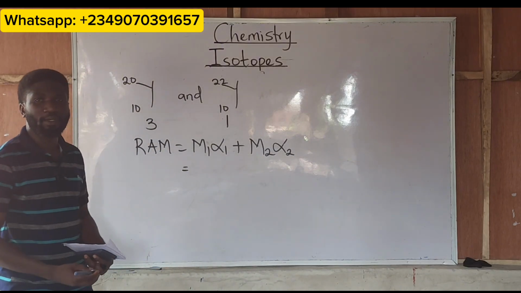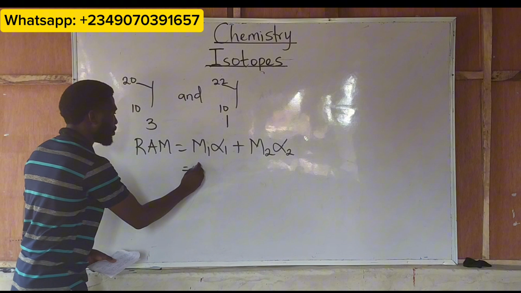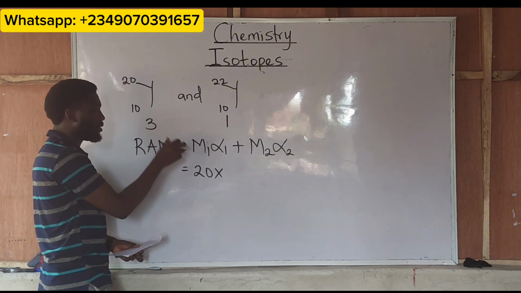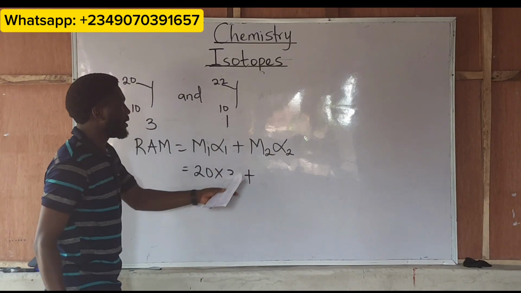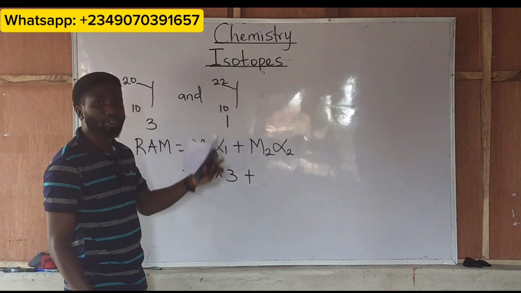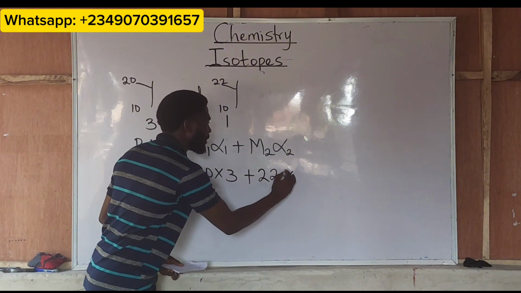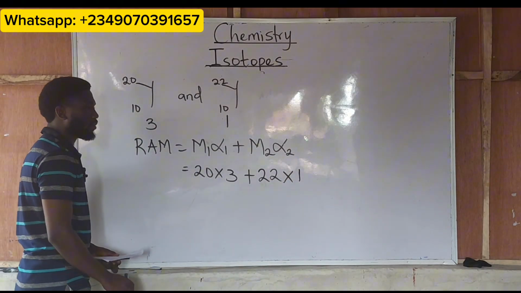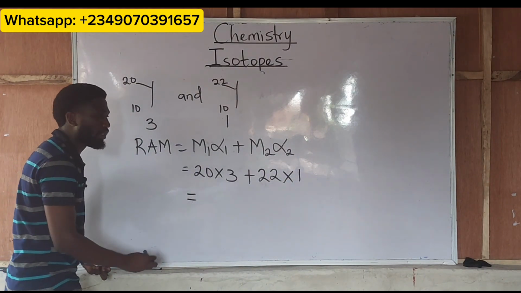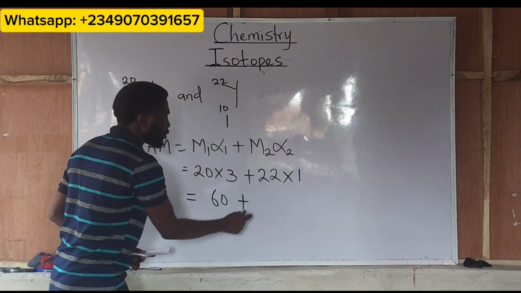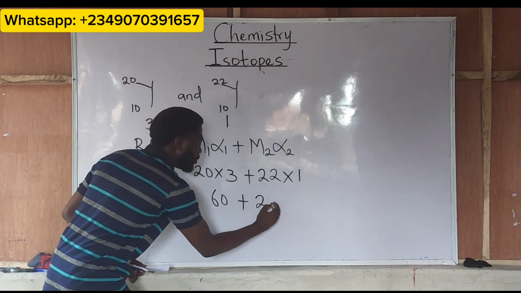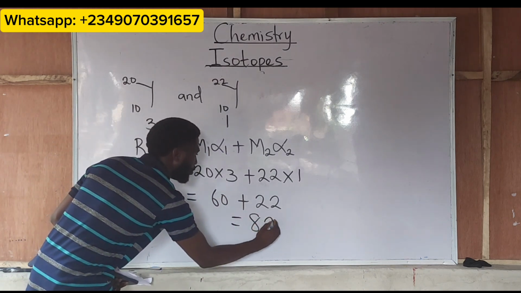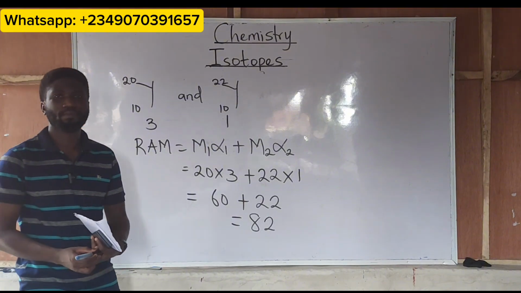What is the mass number of the first isotope here? That is 20. So this is 20 multiplied by the abundance given to us in the ratio, which is 3, plus the mass number of isotope 2, which is 22, multiplied by the abundance given to us in ratio, which is 1. So next, 20 multiplied by 3 will give us 60. Then 22 multiplied by 1 gives us 22. So if we add these two together, we are going to have 82. But we are not done.